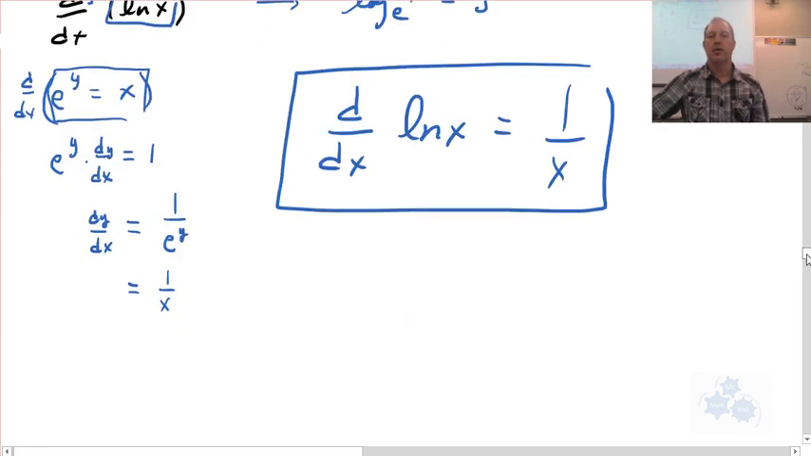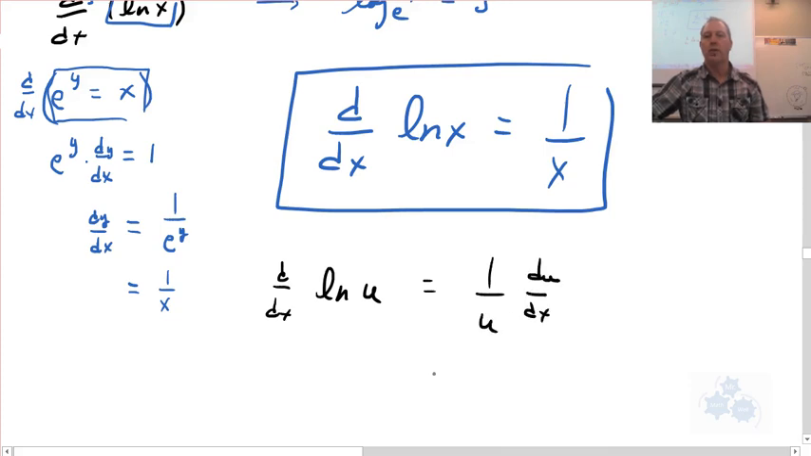Okay. So what happens if it's not ln of x? What happens if it's ln of something else? Well, that's no big deal. What's the derivative with respect to x of, let's say, ln of another function u? We just do the chain rule, right? So that is 1 over u times du dx, or in other notation, u prime over u.